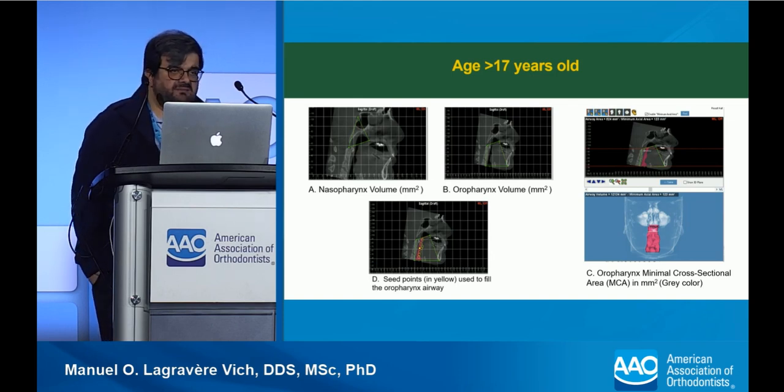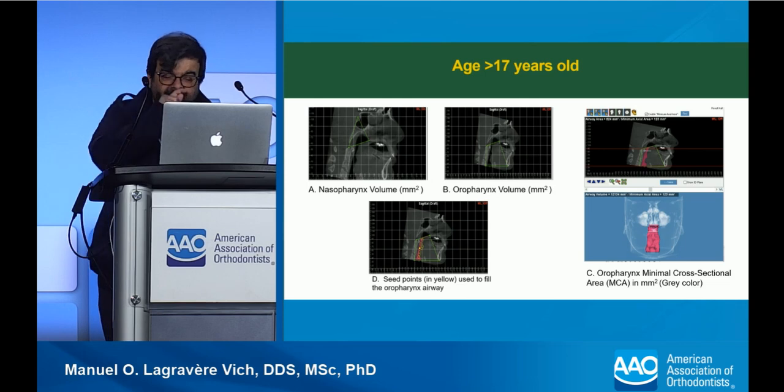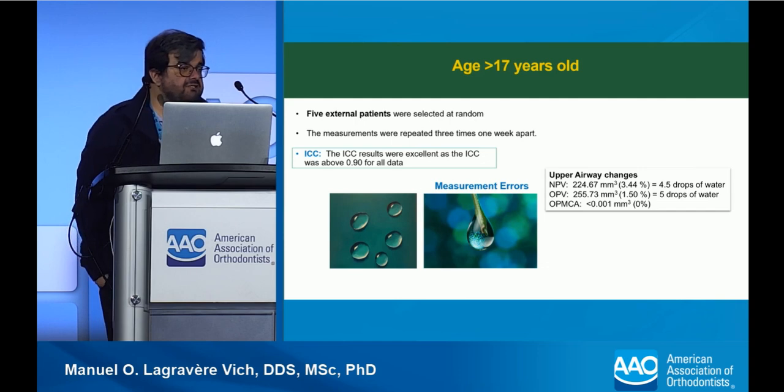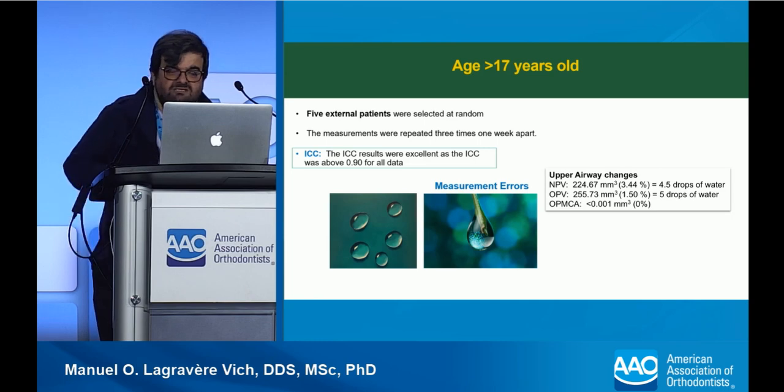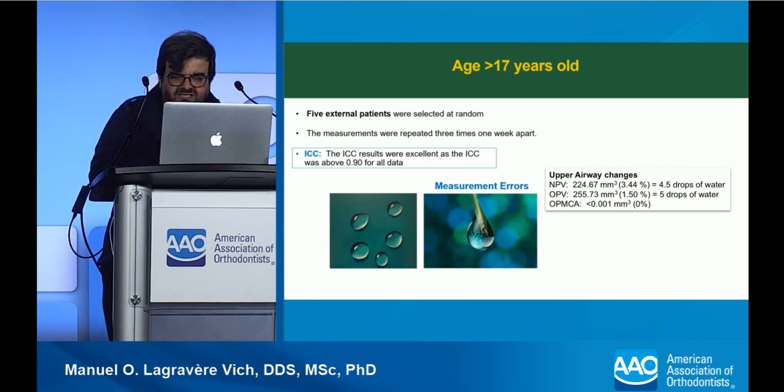We put the cross-sectional areas. This is the common Dolphin way of measuring the airway. We also did a small measurement error analysis in terms of volume of airway, because I can show you numbers and say, oh, look how much it expanded, how much it increased. But realistically, how tangible is that difference? For example, we found that for the nasopharynx, the measurement error was 4.5 drops of water. So we got that equivalence. While for the oropharynx, it was 5 drops of water, right? So that gives us a little bit of perspective in terms of the changes.